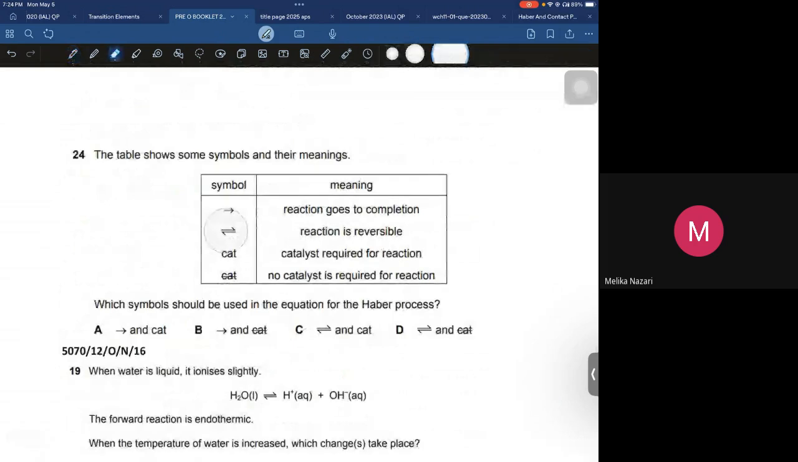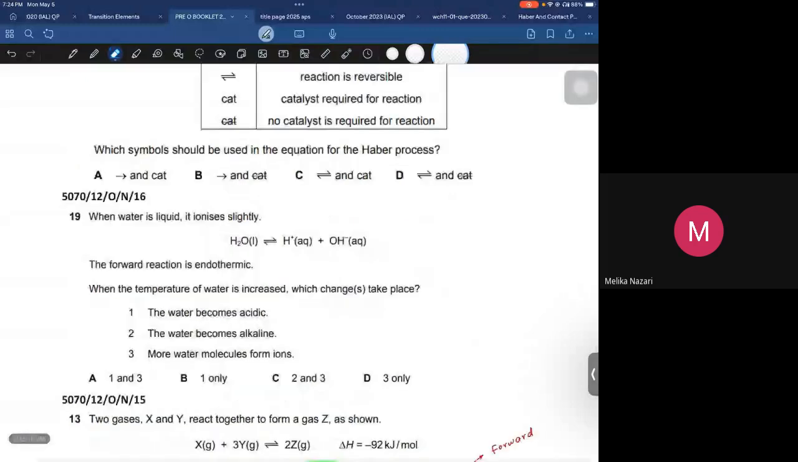Yes, this one. The table shows some symbols and their meanings. Single arrow, reaction goes to completion. Double arrow, reaction is reversible. Catalyst required for reaction, and no catalyst. Which symbol is it? C for cat. Yes, this is correct because in the Haber process we have seen that the reaction was reversible and a catalyst was needed. That was iron.